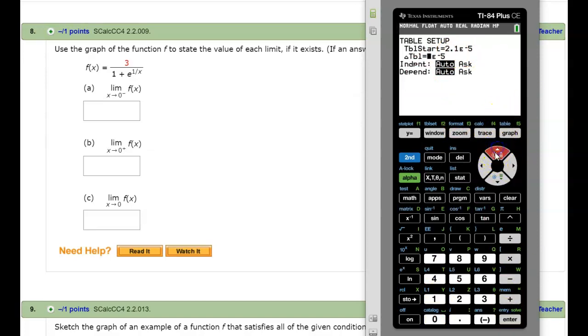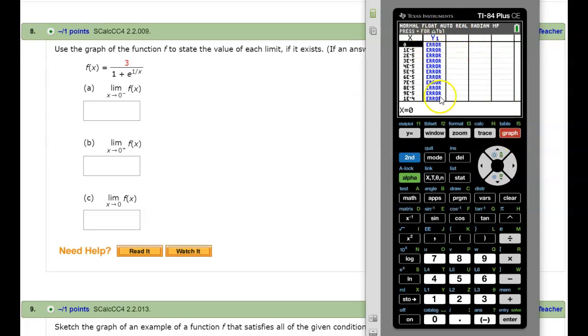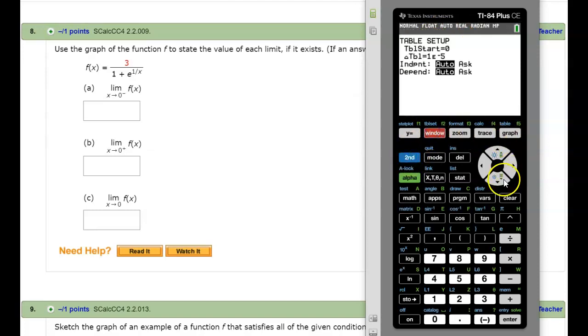Now I want to set that back to 0 because I'll have to scroll too much if I don't. So second table, and I'm still getting error. Let me go back and set my second table set. I'll put this at maybe 0.001. So if you're getting nothing but errors, you put something in that the calculator can't handle, so you want to make sure that you change that.